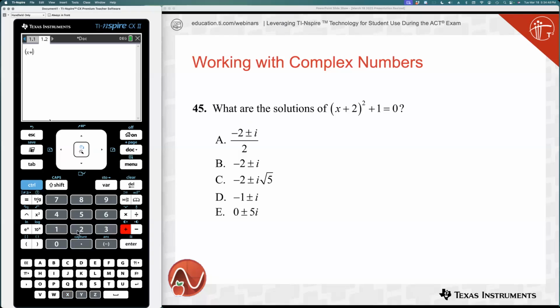It would be, and this is question 45 in the classic test. So this is towards the end. But we're doing x plus 2 quantity squared plus 1. I am looking for the answer of 0. So we're going to do control equals, and using the such that, I would like to know what happens when x is equal to, and I'm going to work these backwards.